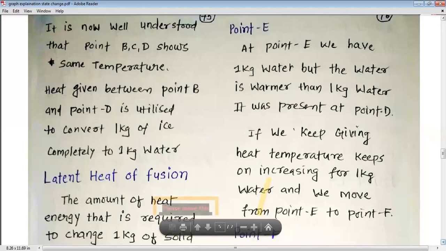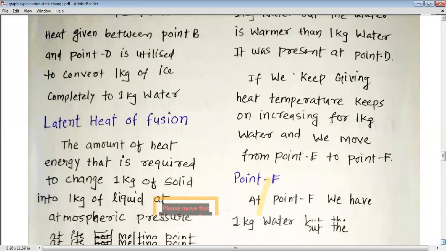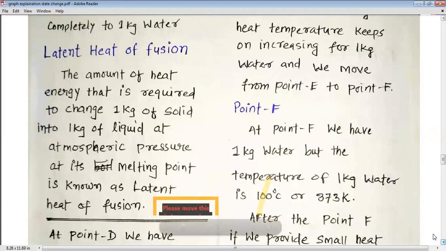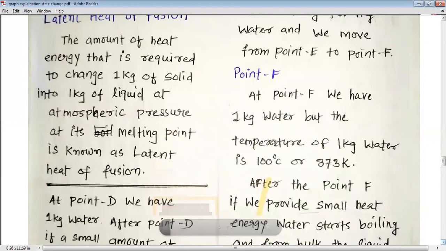So we have a new term to learn. This term is known as the latent heat of fusion. What is latent heat of fusion? Let us try to understand, my dear students. The amount of heat energy that is required to change 1 kilogram of solid into 1 kilogram of liquid at atmospheric pressure and at its melting point is known as the latent heat of fusion.